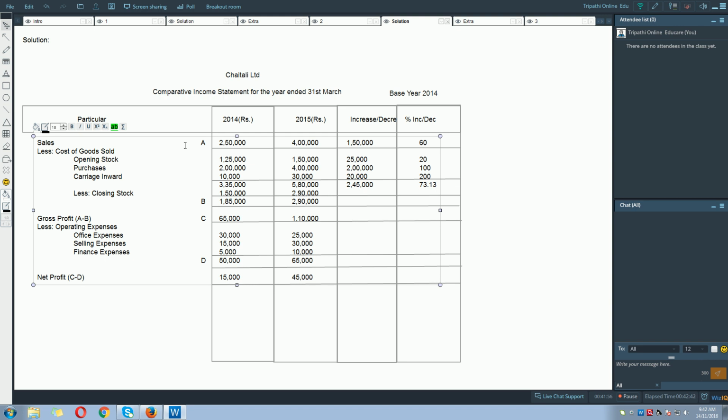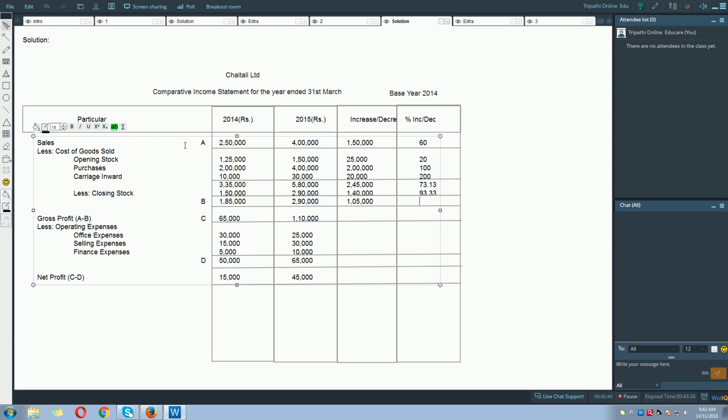Percentage will be 100%. Carriage inward, there is an increase of 20,000, which is 200%. Then total 580 minus 3,35,000 is 2,45,000. Percentage: 2,45 into 100 divided by 335, that will give you 73.13%.